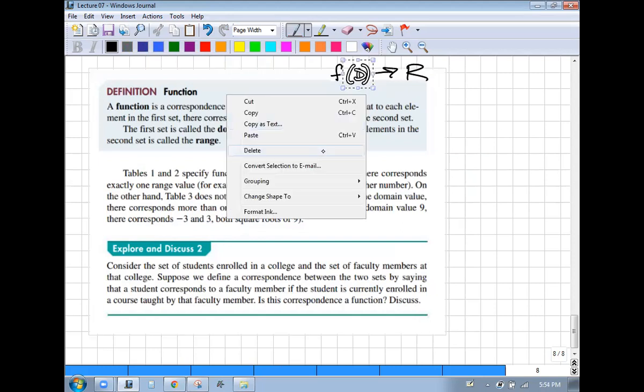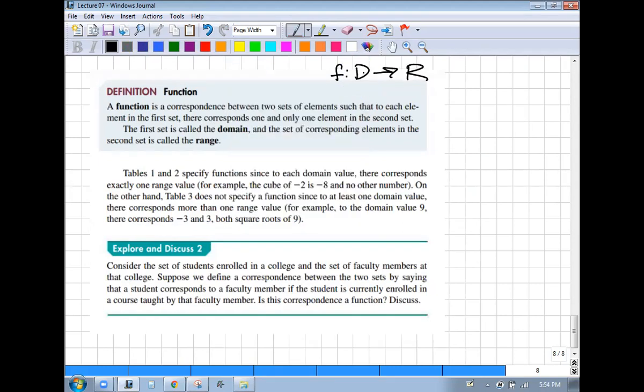We would actually write it like this. All right, so the D is all the set of x's and the R is all the y's, right? So we could say f maps x to y, or f of x equals y. Okay? So that's all it is. The function is like a machine. You put a number in and it gives you a number back.